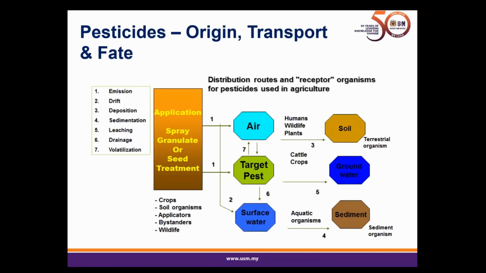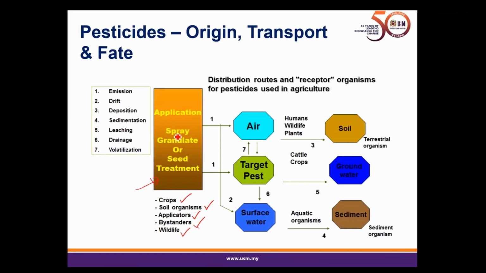Okay, so when a pesticide is applied directly onto the target pest, for example a plant or animal, the whole system will be affected, which includes the crops, the soil organisms, the applicators, that means, for example, the farmer, the bystanders, that means any people living around the area, or animals, and also the wildlife.